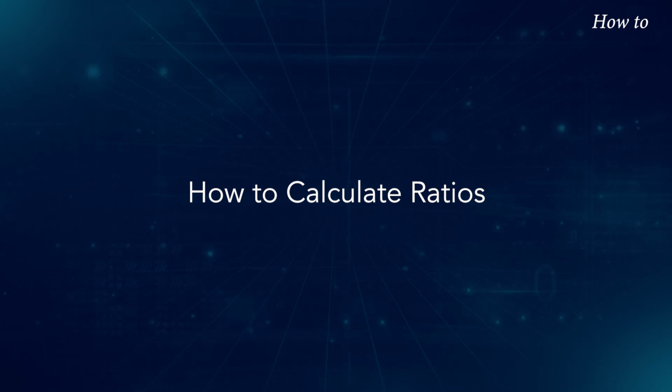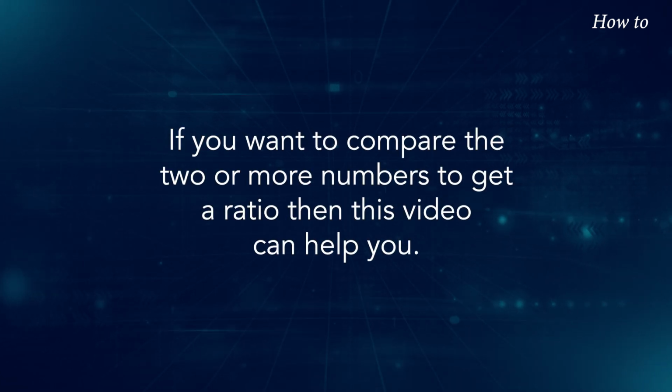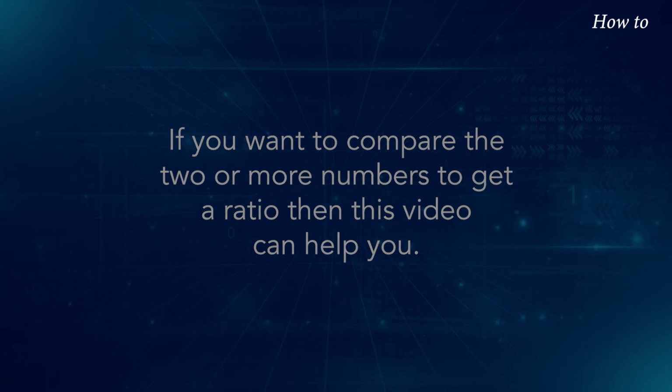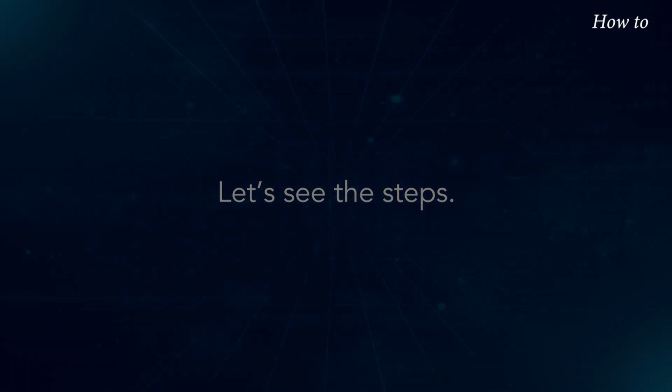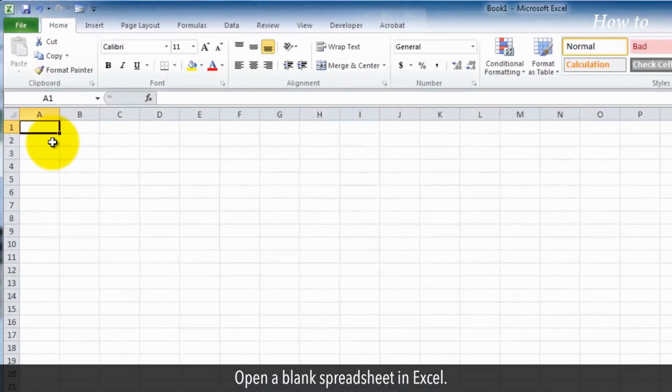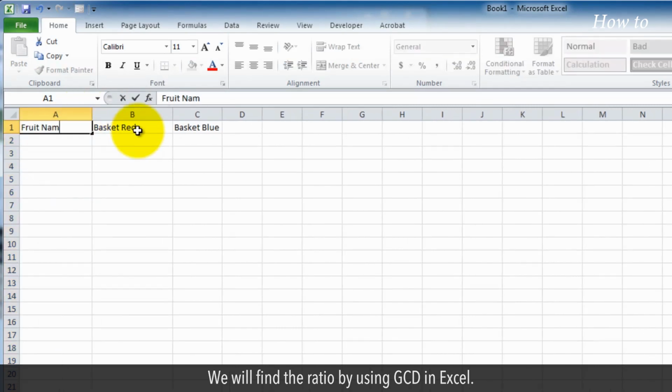How to calculate ratios. If you want to compare two or more numbers to get a ratio, then this video can help you. You can calculate the ratio in Excel. Let's see the steps. Open a blank spreadsheet in Excel. We will find the ratio by using GCD in Excel.